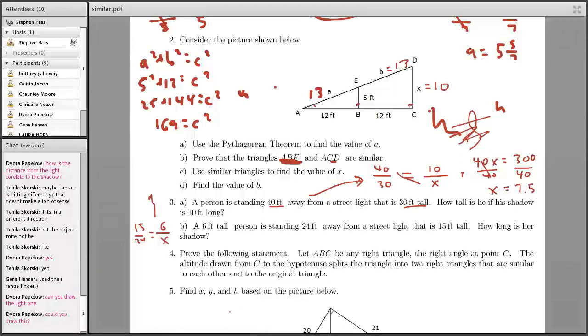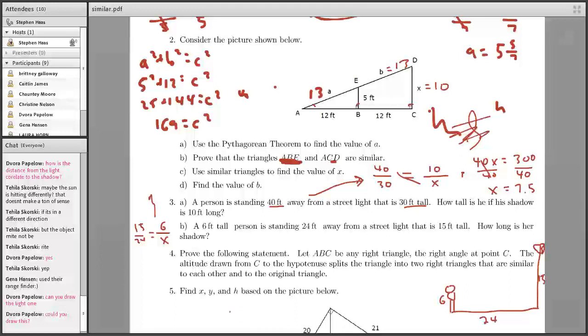Could I draw this? Sure. A person is, let's say, 6 feet tall, and is standing 24 feet away from the light. The light is over here. Again, not much of a drawer, but that's okay. The light is 15 feet tall, and this is 24 feet away. So now how long of a shadow does that cast?